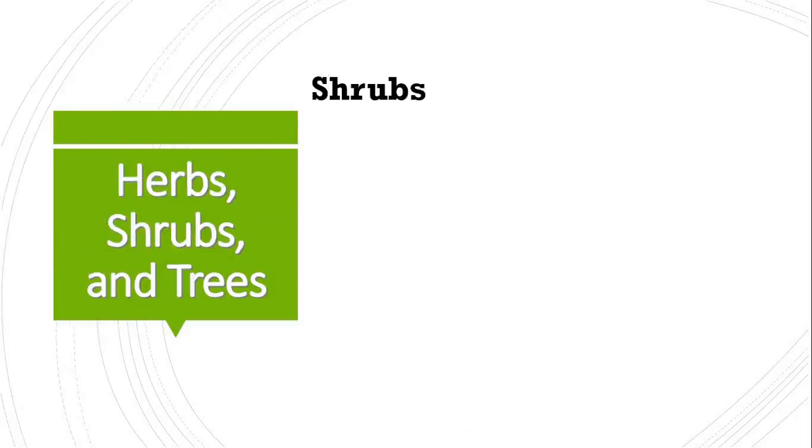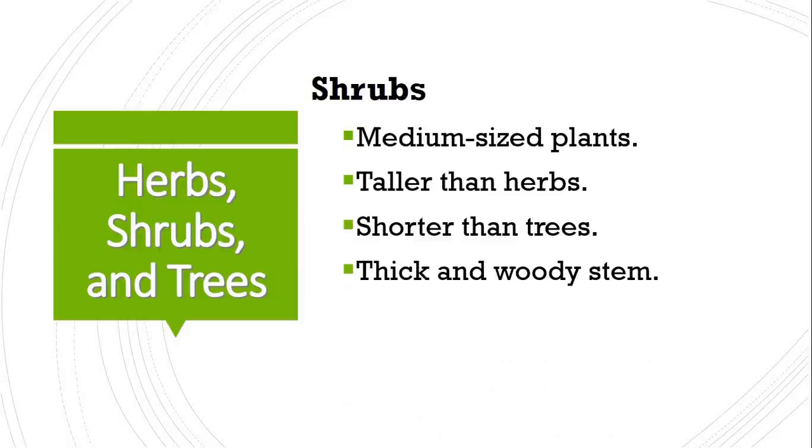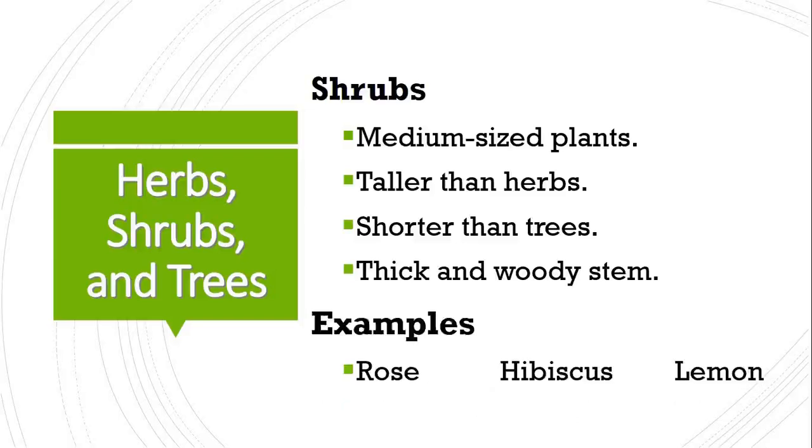Shrubs. The medium-sized plants are called shrubs. The shrubs are taller than herbs but shorter than trees. It has a thick woody stem and has branches at its base. For example, rose, hibiscus and lemon plants.